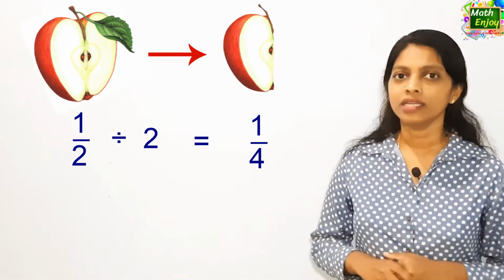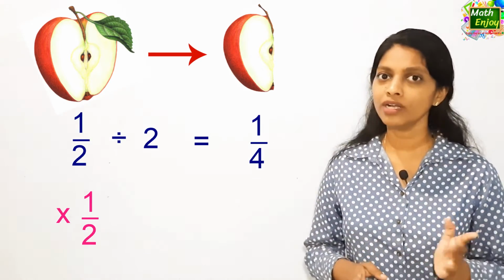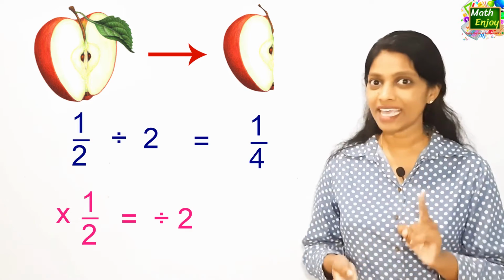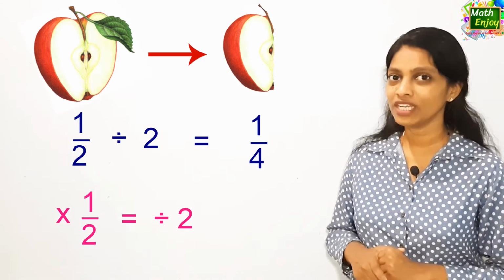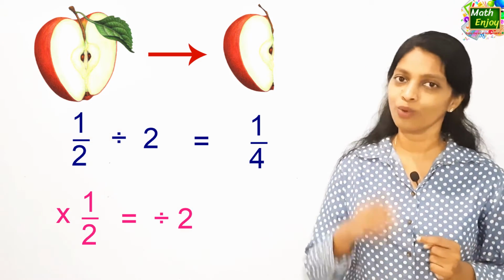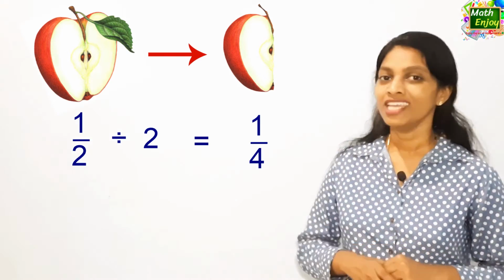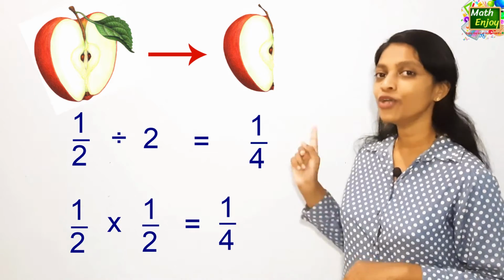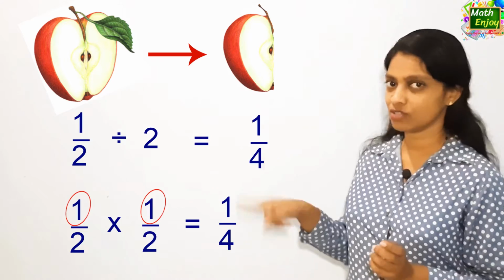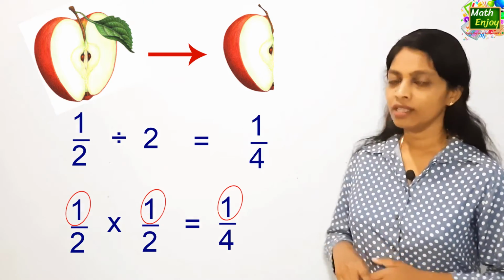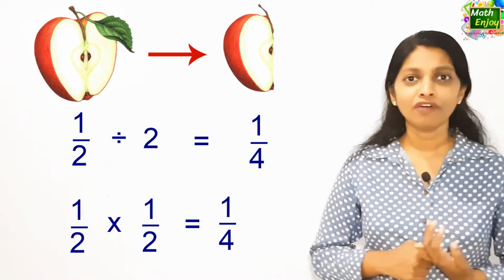Do you remember? In our multiplication video, we discussed that multiplying by half is equal to dividing by 2. In the same way, dividing by 2 is equal to multiplying by half. If you want to divide any fraction or any number by 2, you have to multiply that number or fraction by half. If you multiply half by half, you easily get 1 over 4, because we multiply the numerators together, 1 times 1 is 1, then the denominators together, 2 times 2 is 4. That is the way of dividing fractions.